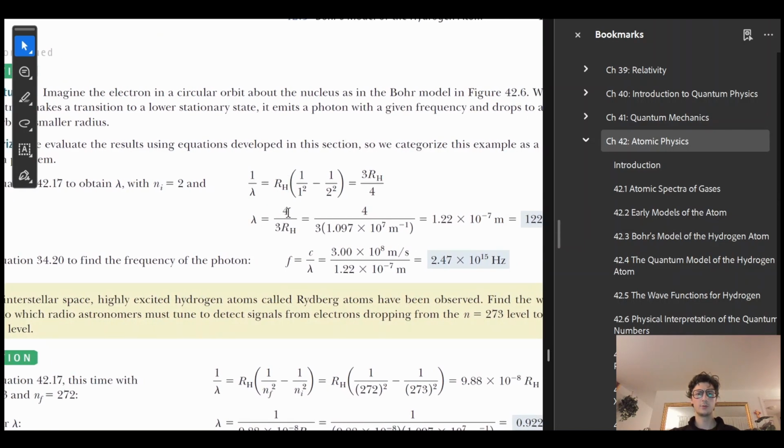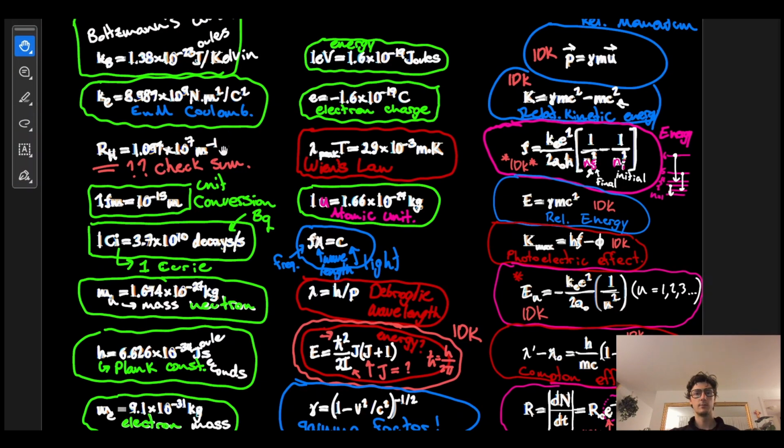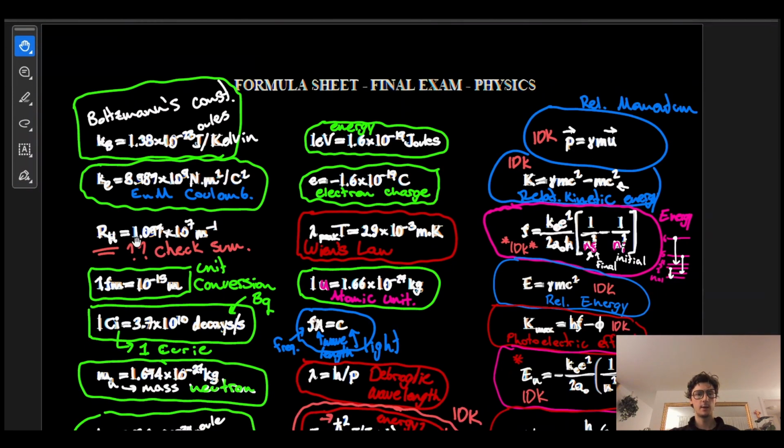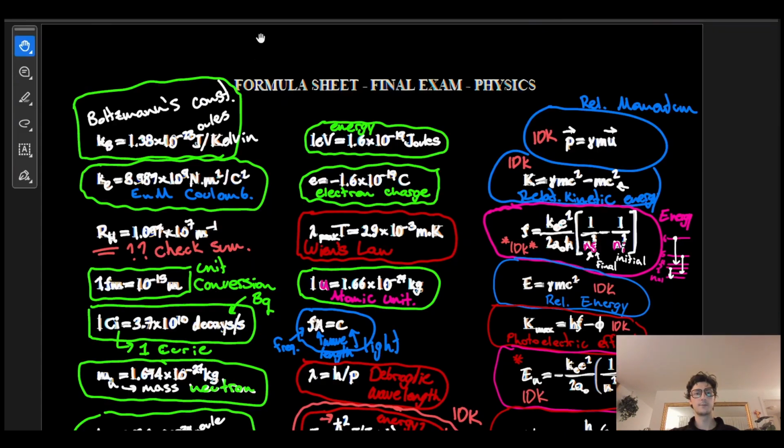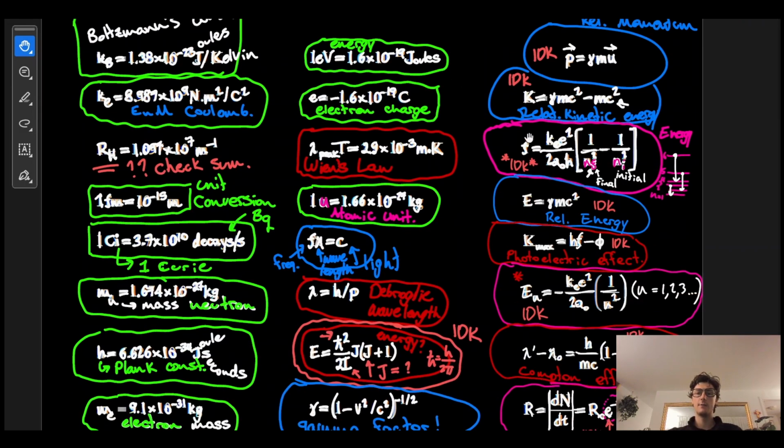1 over lambda equals Rydberg constant times 3, and here is the Rydberg constant, 1.097 times 10 to the 7 meters to the minus 1. Let's just validate if that's it. 1.097 times 10 to the 7, and the units are meters to the minus 1. So now I can circle this entire Rydberg constant in green because I've seen it before. I feel fairly confident. And I've also seen this frequency equation.